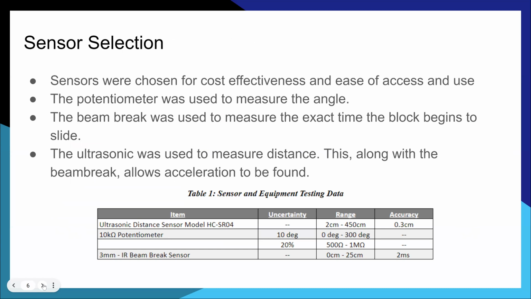Our sensors were selected for cost effectiveness and ease of access and use in order to quickly put together our equipment. So for these sensors, for the angle, the potentiometer was used to measure that. To determine the exact time the block begins to slide to help calculate acceleration, a beam brake was used. And an ultrasonic sensor was also used to measure the distance, again, to contribute to our acceleration calculation.